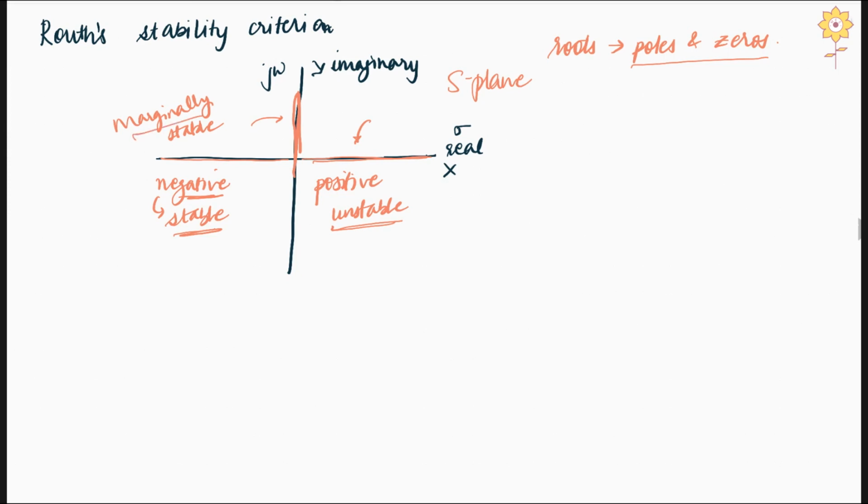Now, let us go ahead and find out how we identify if the roots are on the positive side, on the negative side, or on the imaginary axis. So, let us solve a small example to understand the topic better. Here we have the transfer function as written on the screen.